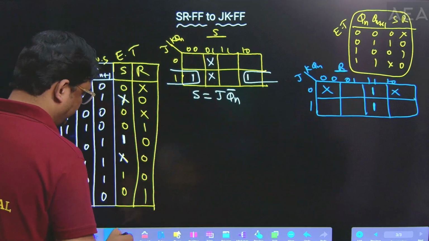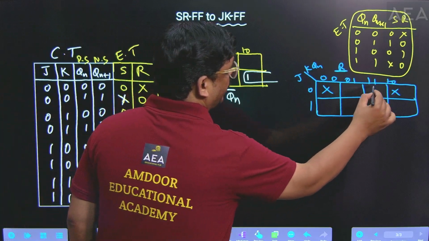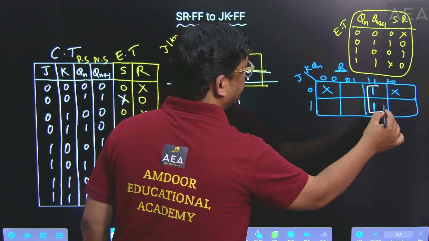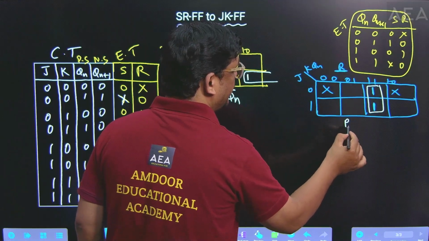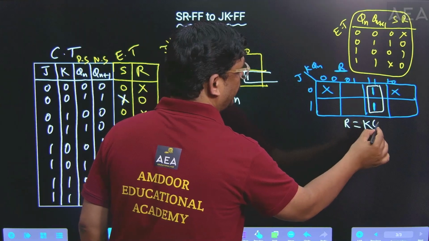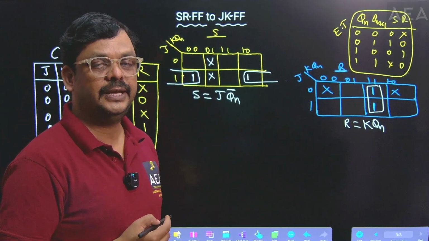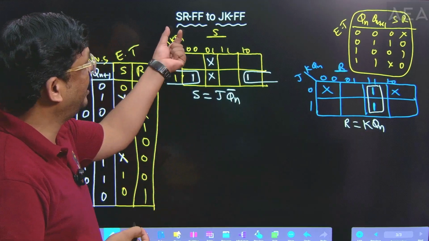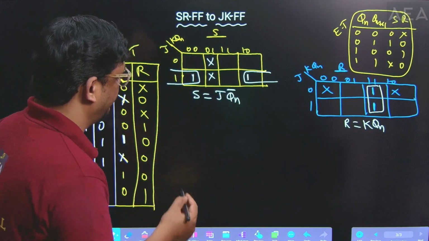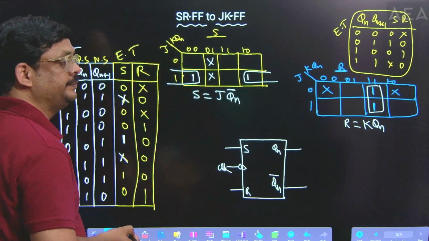Now go through that. So finally, which gives the one pair here. This pair. Then what is the equation for this? R is equal to. This pair has K, Qn. So K, Qn. Finally, we got the two expressions S and R. Then design the flip-flop. So the available flip-flop should be the SR flip-flop. First of all, draw the SR flip-flop. This one is the available flip-flop.